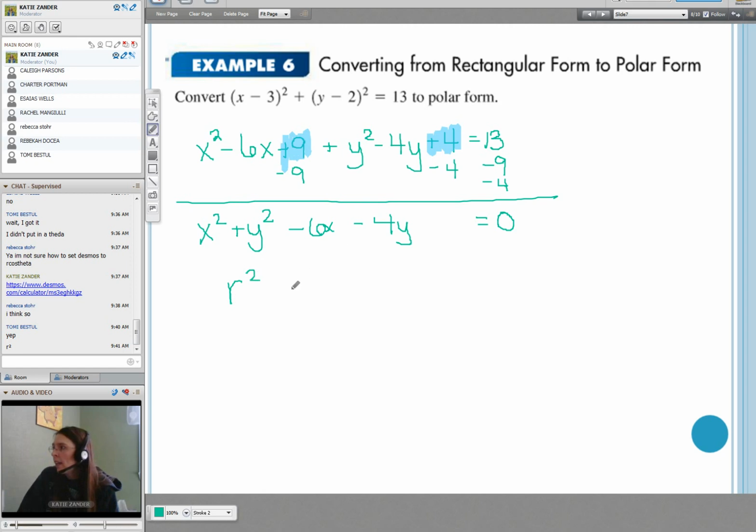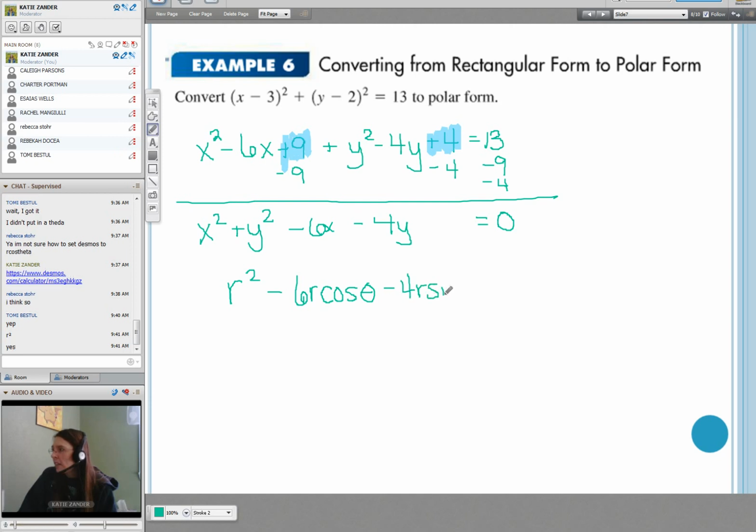Good. And then it looks like we're going to have to replace the x and the y. I'm going off of memory here, but x should be r cosine theta, correct? And then y should be r sine theta. Okay, so as long as we can group the x squared and y squared together, that's good news for us. Then we can go ahead and replace that x and the y.